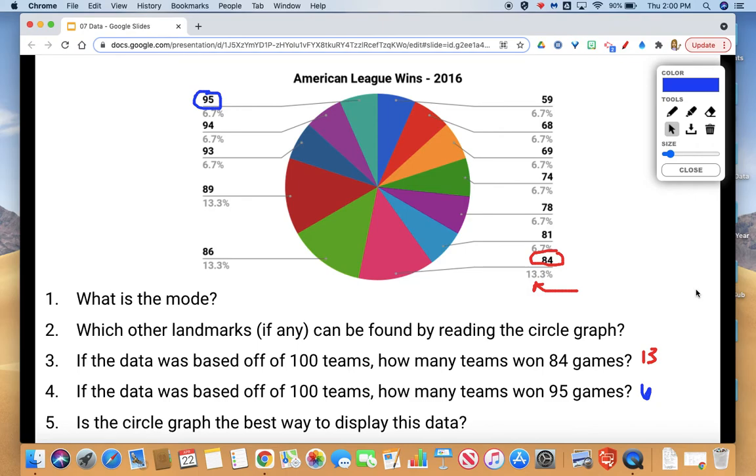Is the circle graph the best way to display this data? Most of the sections are about the same size, so I don't think this is probably the best way to display this data. I think there would be other ways that would be more helpful, especially since a lot of the data points were only there one time, and so we're seeing really small sections there.